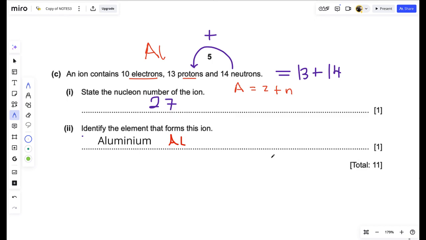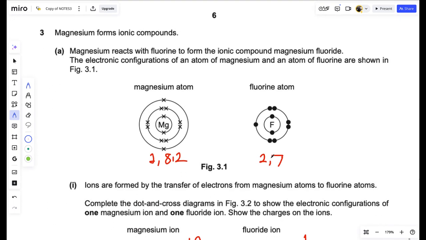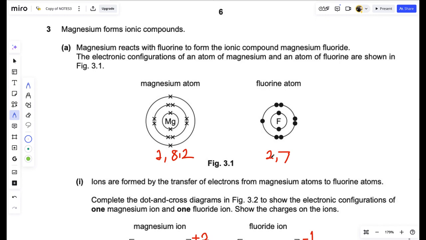So we're done with the second question. Now let's move to question number 3. For question number 3, it says that magnesium forms ionic compounds. Yeah, of course. Why? Because magnesium is a metal, so it's going to lose electrons. It loses 2 electrons from the outermost shell. It has 2 electrons in the outermost shell. First shell has 2, second shell has 8, that's 10.